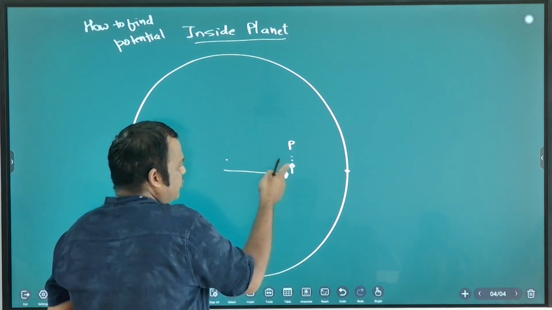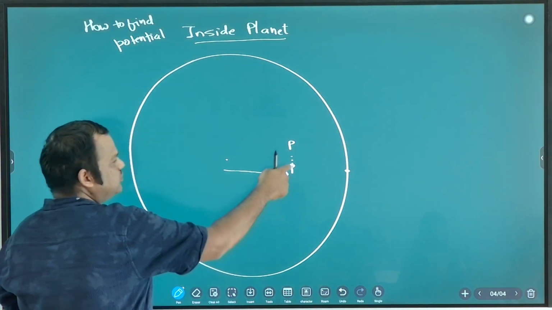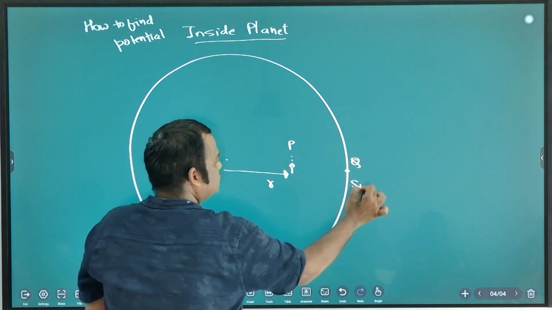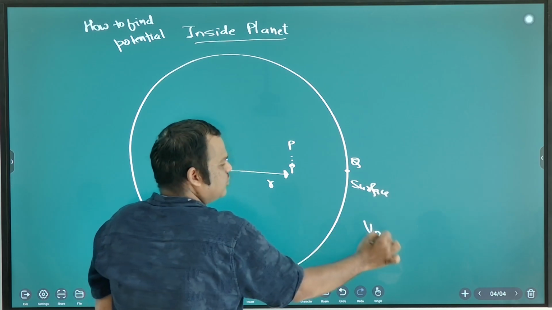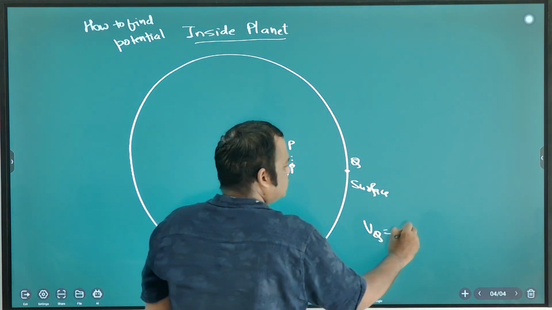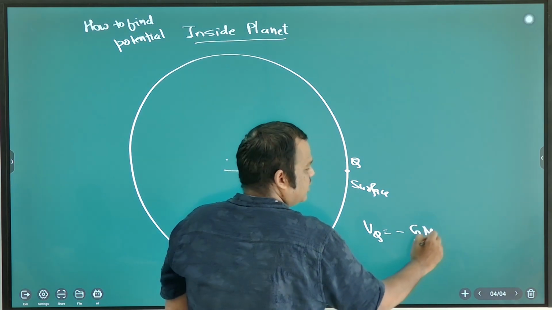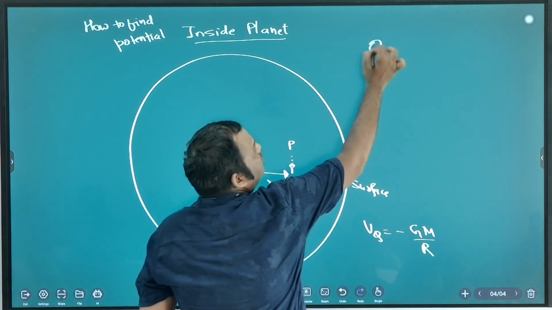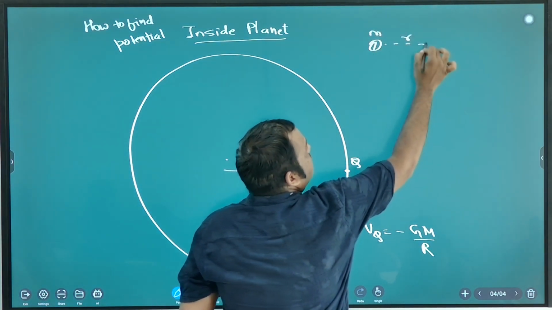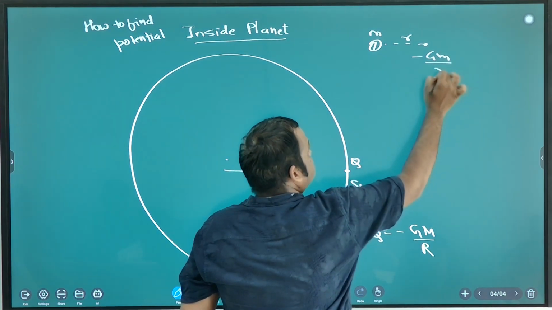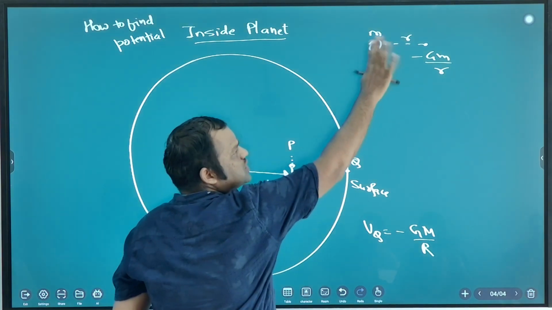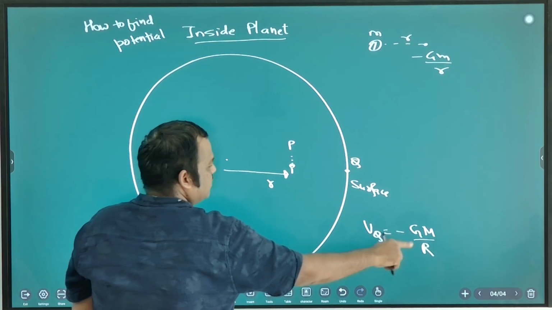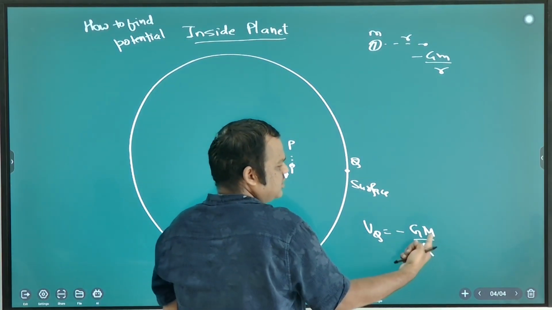So what is the potential here? Suppose this point is Q. The potential of Q I know. What is the formula for the potential at Q? Minus GM by R. We have derived this: if a point mass is at distance r, what is the potential? Minus GM by R. So the planet surface potential is minus GM by R, where M is the mass of Earth and R is the radius of Earth.